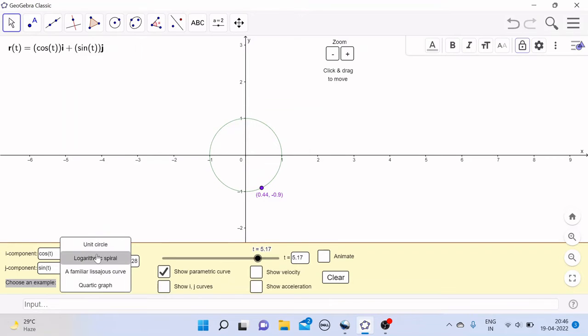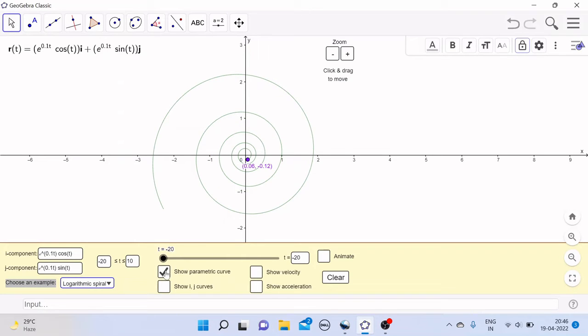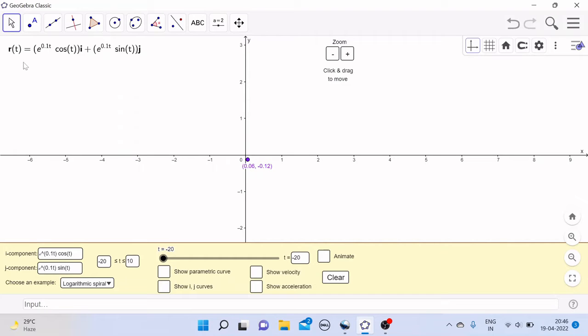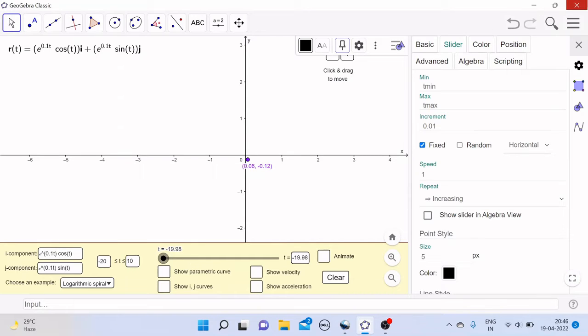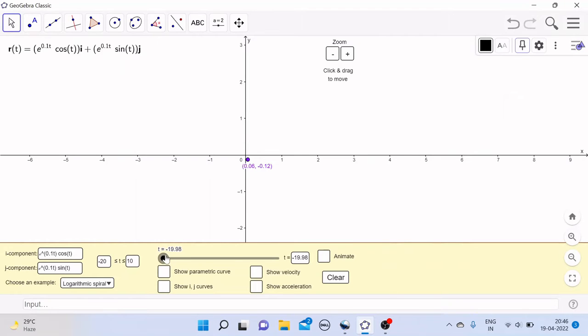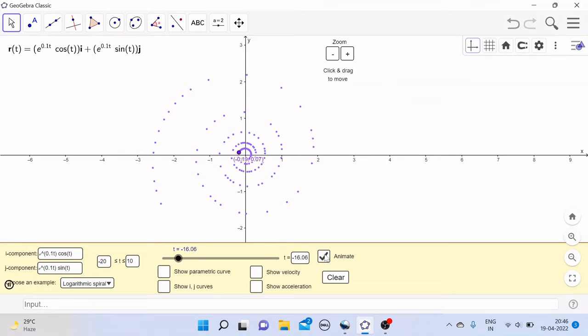See, another example is the logarithmic spiral. The equation of the logarithmic spiral is r(t) = e^(0.20t) cos t i + e^(0.20t) sin t j for t varying in the interval -20 to 10. So that will trace the logarithmic spiral. See, as t is increasing, the points are plotting. See the complete locus of the points, that is the logarithmic spiral.